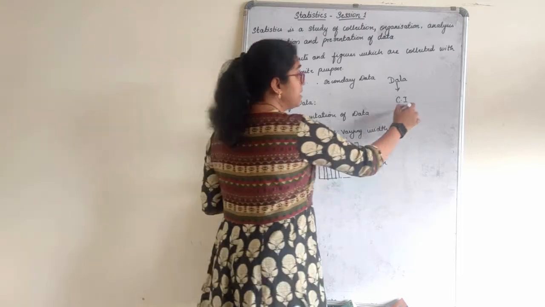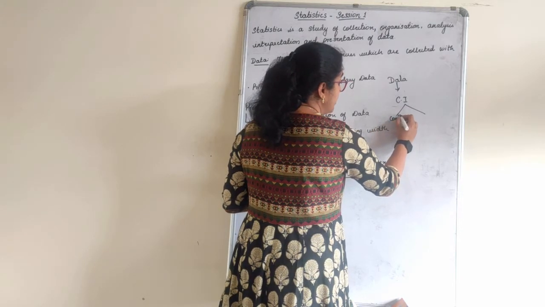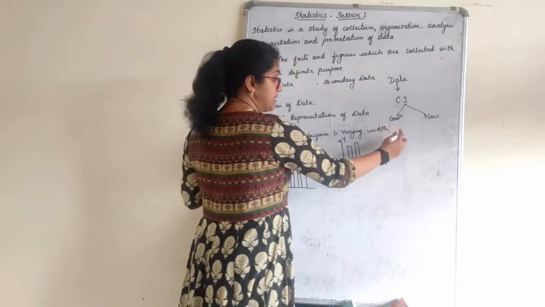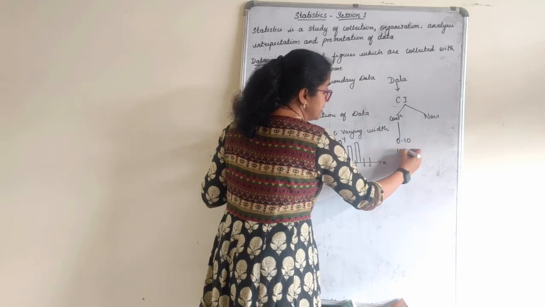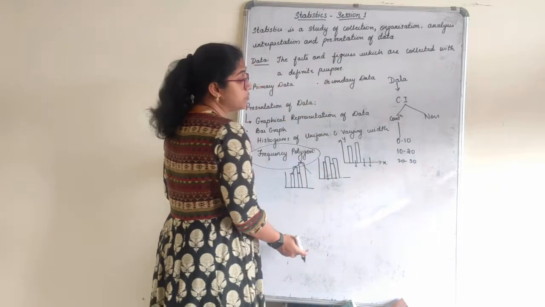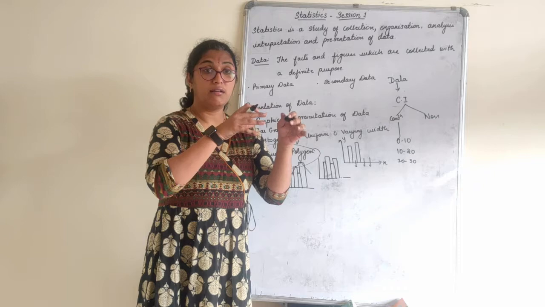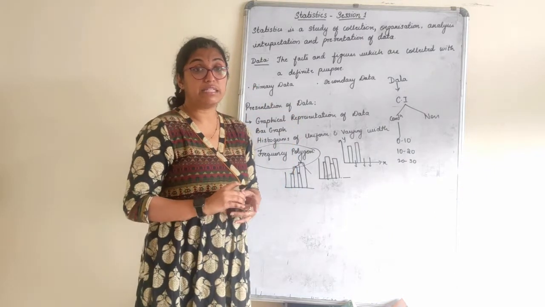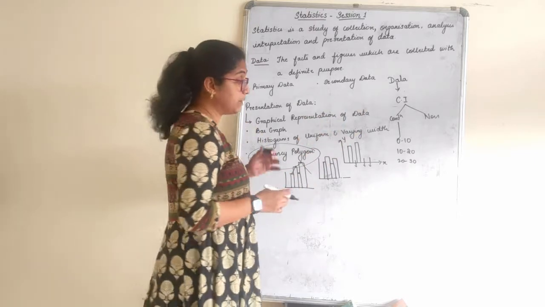This class interval is of two types. One is continuous and another is non-continuous. For example, the data collected is in the form of 0 to 10, 10 to 20, 20 to 30, and the number of times those numbers occur, 10 times, 15 times, that is frequency. The number of times each score repeats is called the frequency.